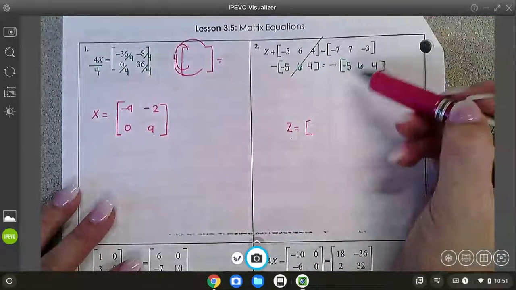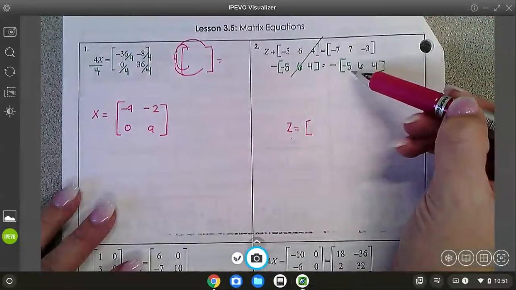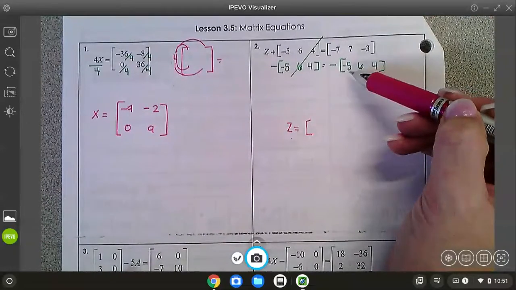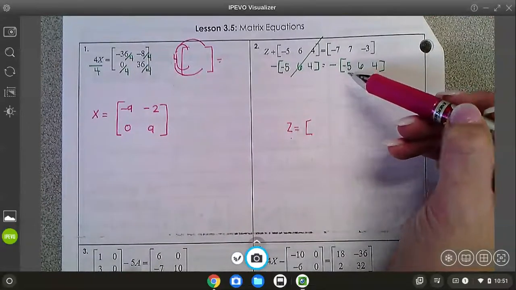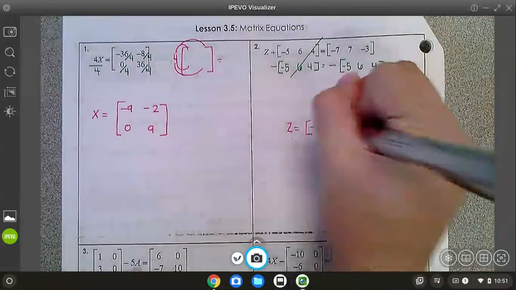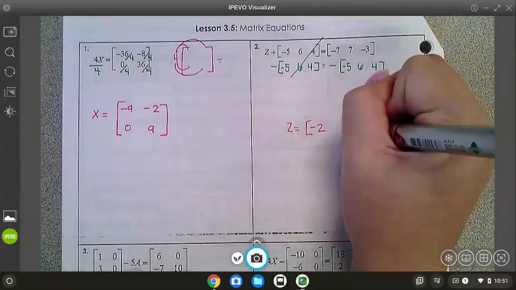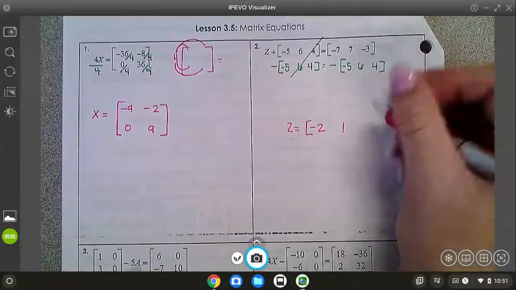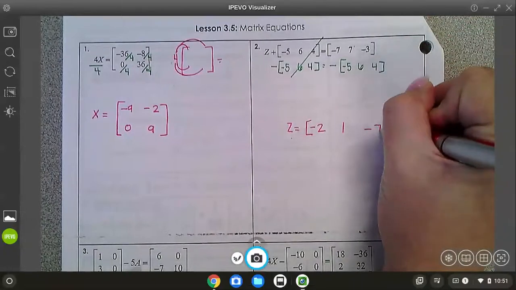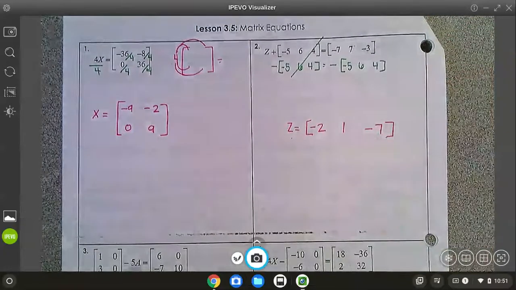So -7 minus -5 is what? -2. 7 minus 6, 1. -3 minus 4, -7.